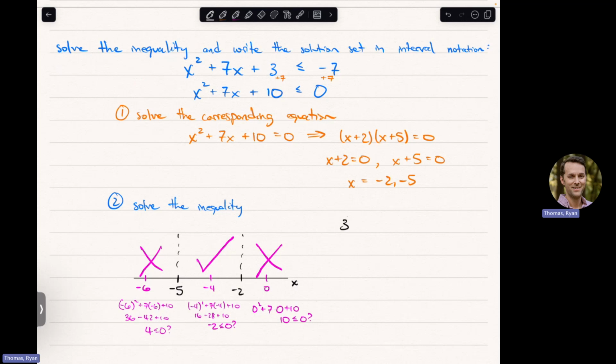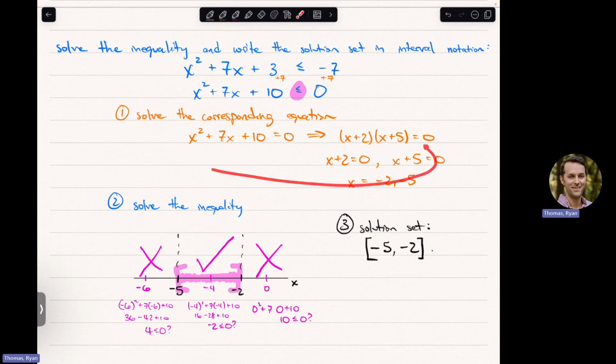And then lastly, write our solution set. Okay, the solution set here is everywhere we decided that inequality was true, which is everywhere between -5 and -2. And because the inequality included the or equal to bit, those endpoints should be closed. So -5 to -2, closed interval. Okay, that's it. That's really all we need to do to solve a quadratic inequality.